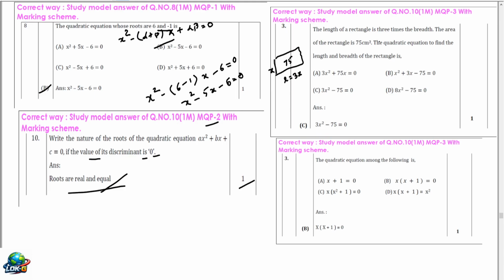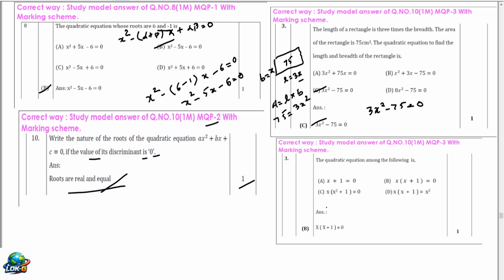The length of a rectangle is 3 times the breadth. The area of the rectangle is 75 centimeter square. Find the quadratic equation to find the length and breadth of the rectangle. Let breadth be x. Length is 3 times more, means 3x. Area of the rectangle is given by length into breadth. 3x into x is, area is 75. And 3x into x is 3x square. The answer will be 3x square minus 75 is equal to 0. The correct answer is C.